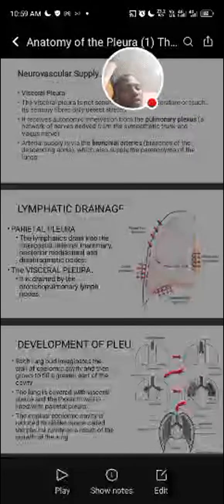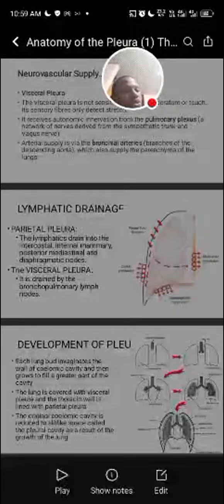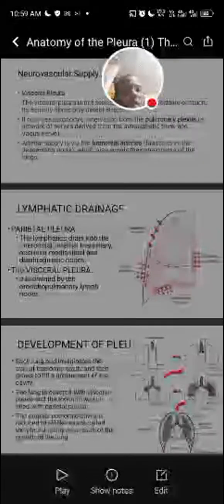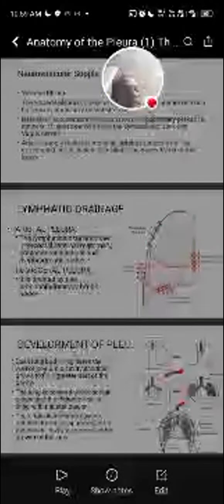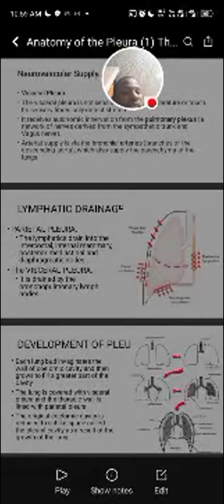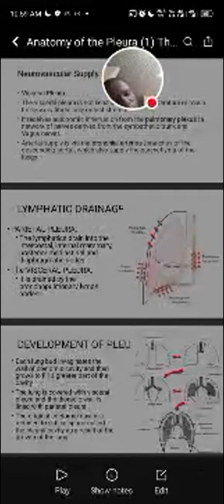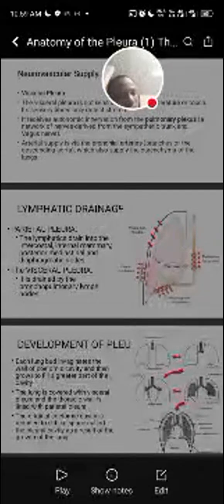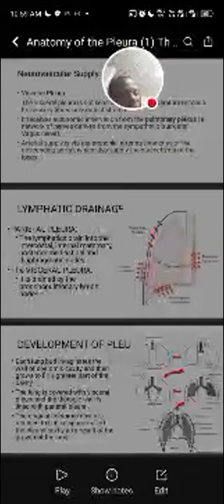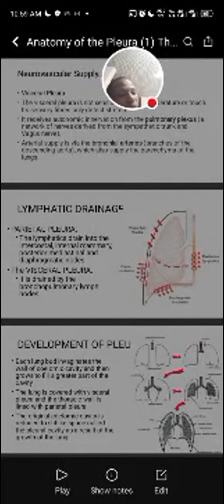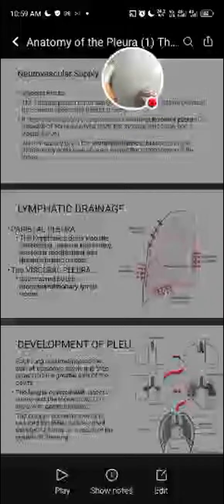Okay, the visceral pleura drains to the bronchopulmonary lymph nodes. Then we talk about the neurovascular bundle. We said intercostal artery. Also talk about internal thoracic artery.